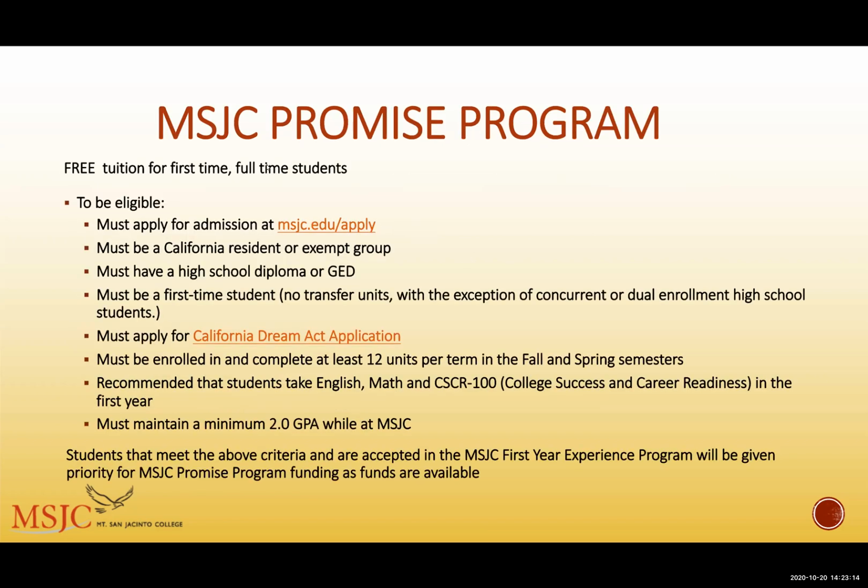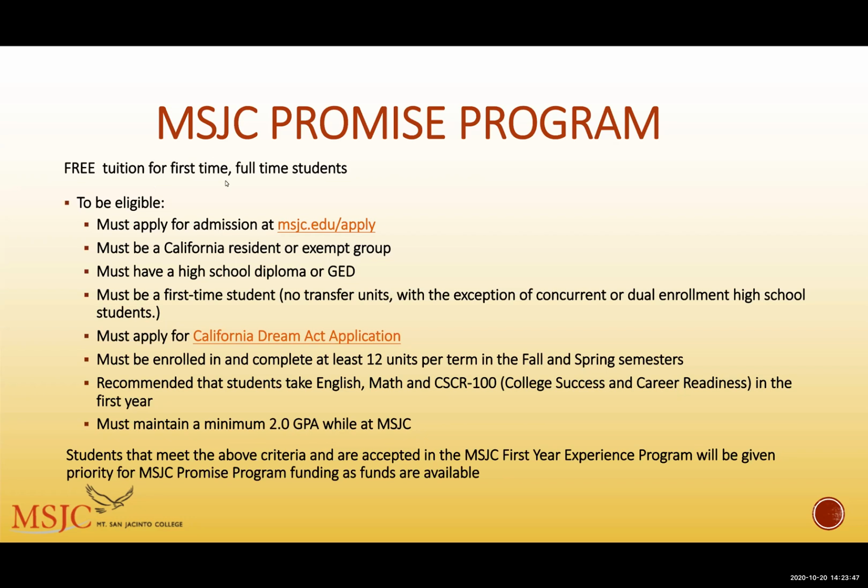Another program that we do have is the MSJC Promise Program. This program is for those students that are attending our campus and did not qualify for the California College Promise Grant, which is the tuition waiver. And we're talking about students who didn't qualify because their income was too high for the program, or they didn't meet any of those other requirements, like being a dependent of a veteran and things like that. Then the student can be considered for the MSJC Promise Program.